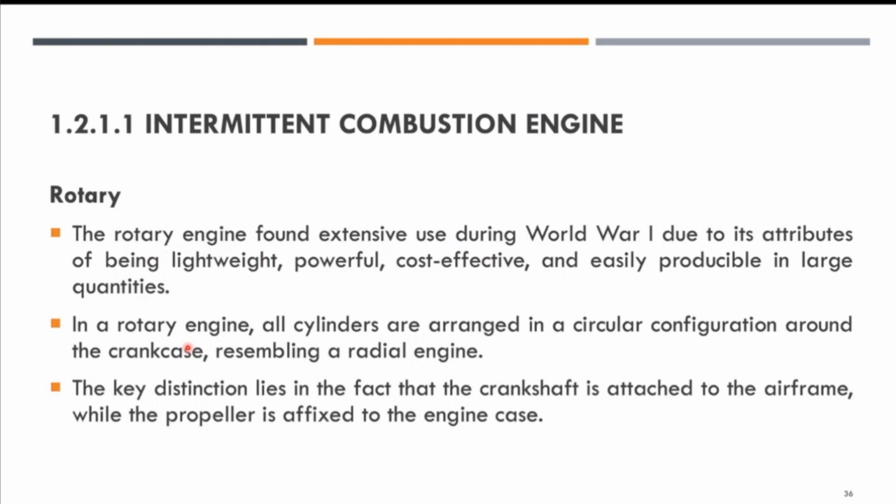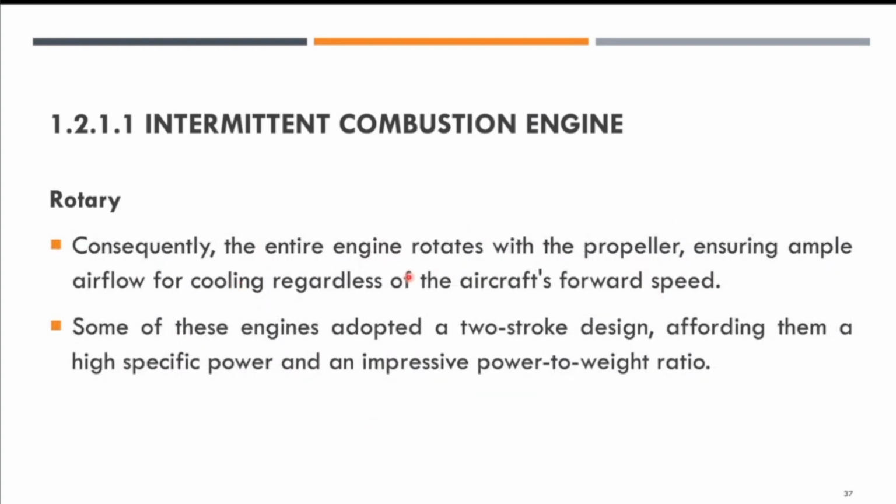In a rotary engine, the cylinders are arranged in a circular configuration around the crankcase. So that's why it is called a radial engine. The key distinction lies in the fact that the crankshaft is attached to the airframe while the propeller is affixed to the engine case. Consequently, the entire engine rotates with the propeller, ensuring ample airflow for cooling regardless of the aircraft's moving speed, because you want to cool the engine so that it can work efficiently.